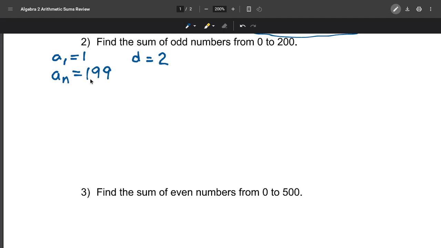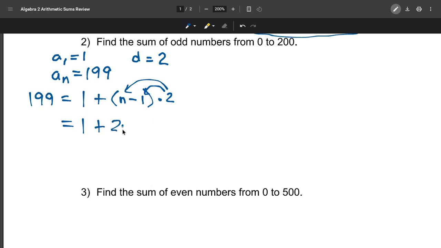Alright, so we're going to say a sub n, so 199, because we want to solve for n now, equals 1 plus n minus 1 times the common difference of d. We're going to use the distributive property now to distribute the 2. So it's going to be 1 plus 2n minus 2, and that equals 199. Okay, so combine like terms, we get 2n minus 1 equals 199.